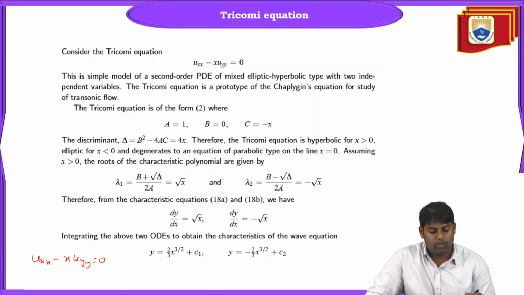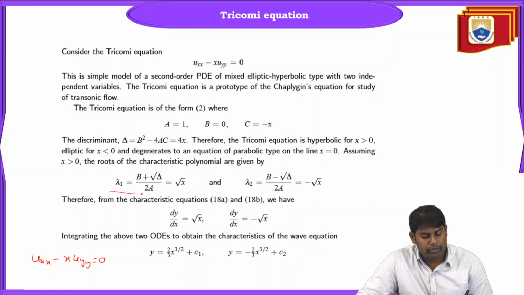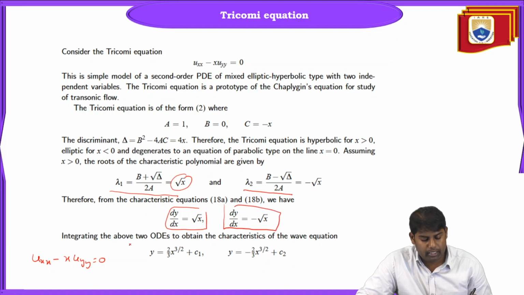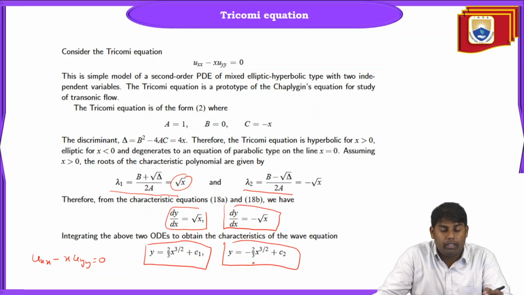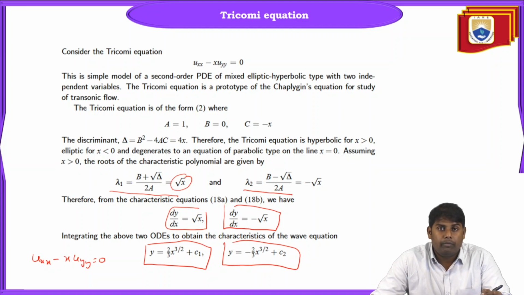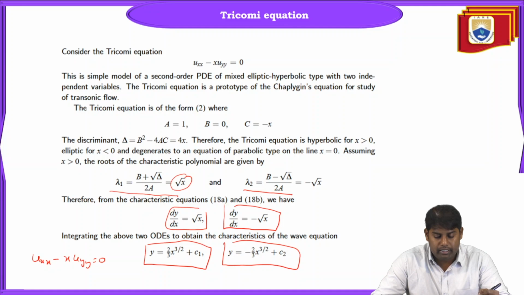Okay. So with respect to this, when you see lambda 1 and lambda 2, we have one characteristic equation which is of root x and another characteristic equation which is of minus root x. So when you integrate, these are the two characteristic equations. So between these two equations, we have the changes of the fluid flow. Okay, so when we consider this as hyperbolic, right?